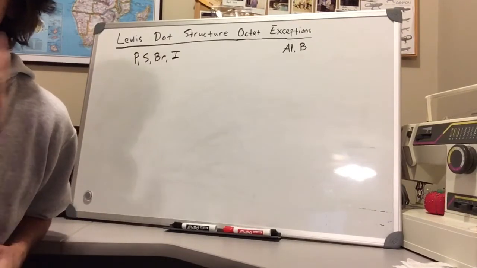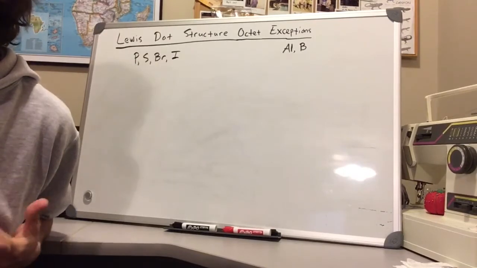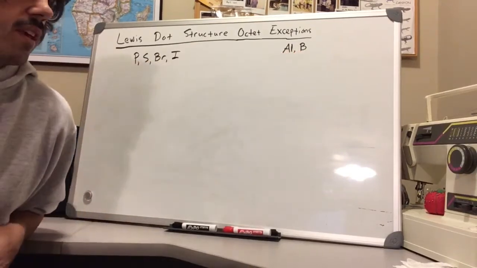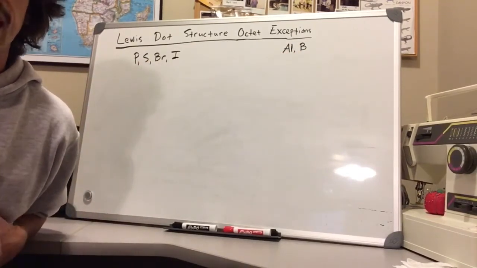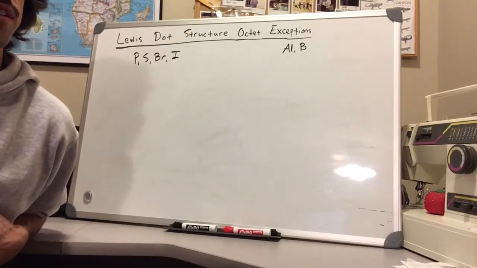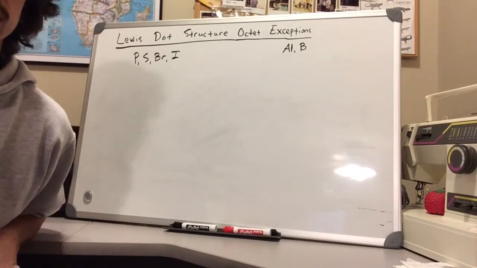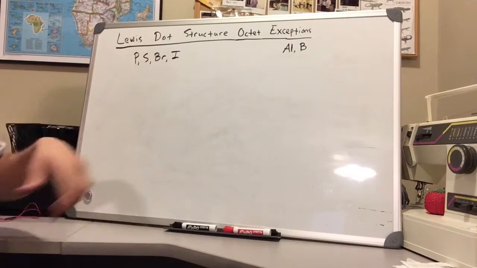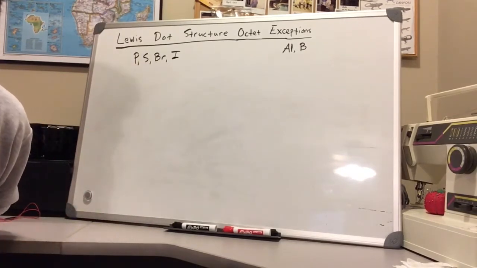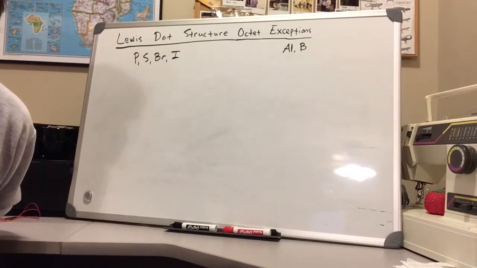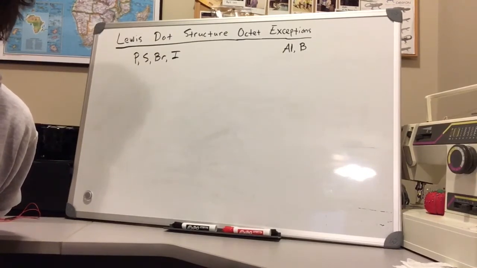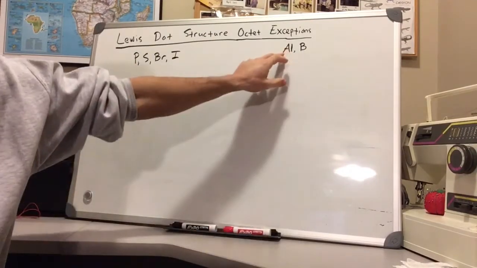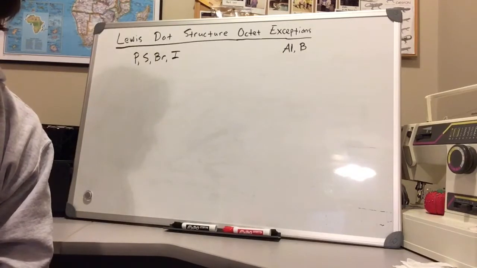What we're going to talk about today, and I'm going to show you examples of a few Lewis dot structure octet exceptions. So the first are going to be aluminum and boron. These elements can have less than 8 valence electrons, and we'll find they have 6 valence electrons in our examples today. And then our others are phosphorus, sulfur, bromine, and iodine. And these elements can have more than 8 valence electrons when we're forming different molecules. First, we're going to start with aluminum and boron, and we're going to see how they end up forming these molecules in which they have less than the 8 valence electrons.